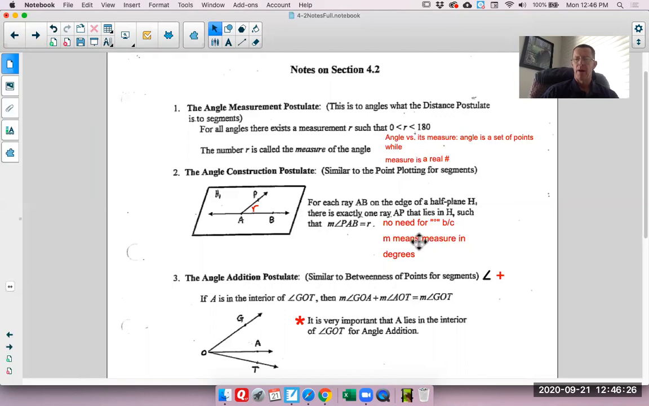By the way, notice we don't need to put the degree sign because when we say the measure, that means the measure in degrees. So that's kind of assumed there. That would just be repetitive.